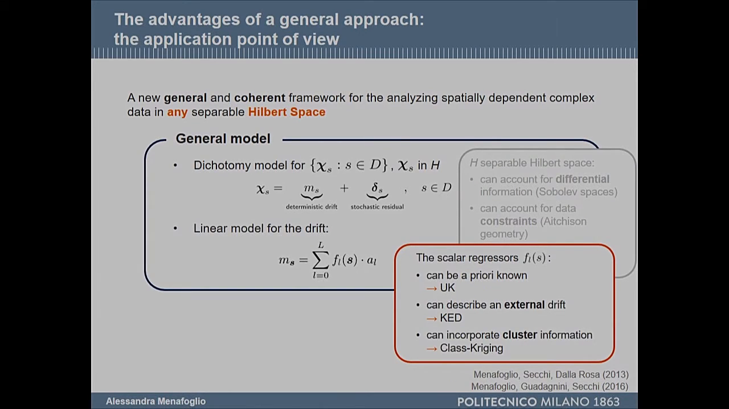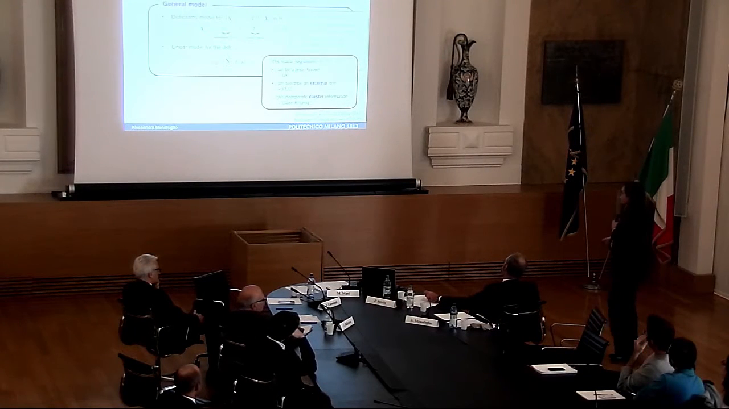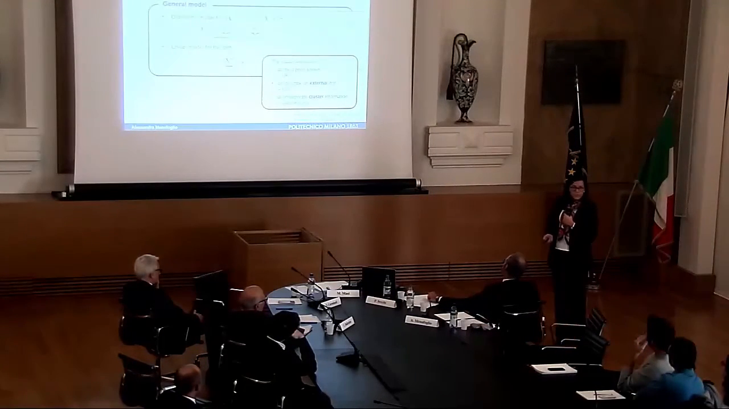Then we have a second source of flexibility, which is this linear model for the drift. Now, this linear model can be a priori known, and in this case, we fall in the usual case of universal Kriging. It can describe covariates collected together with the data. In this case, we are in the case of Kriging with external drift. And it can account for cluster information, so for labels for the data. So if we have red and blue curves, we can account for the fact that we have two groups and use this information for making predictions.